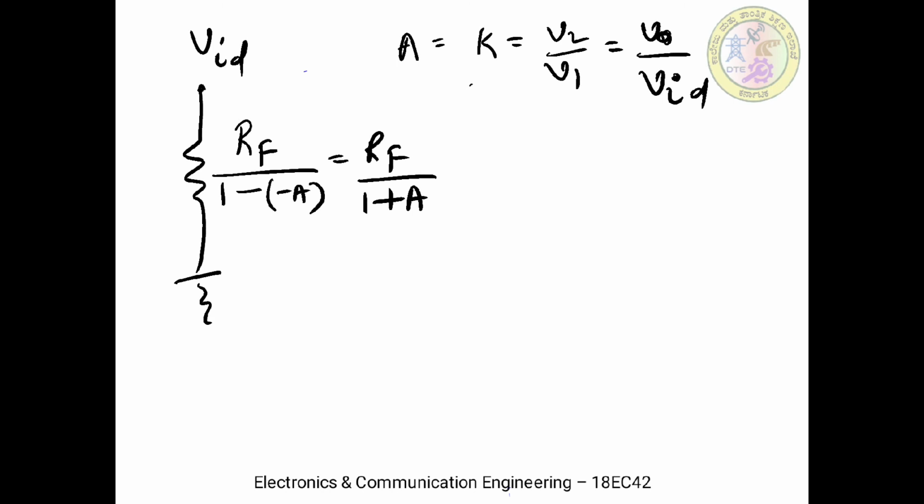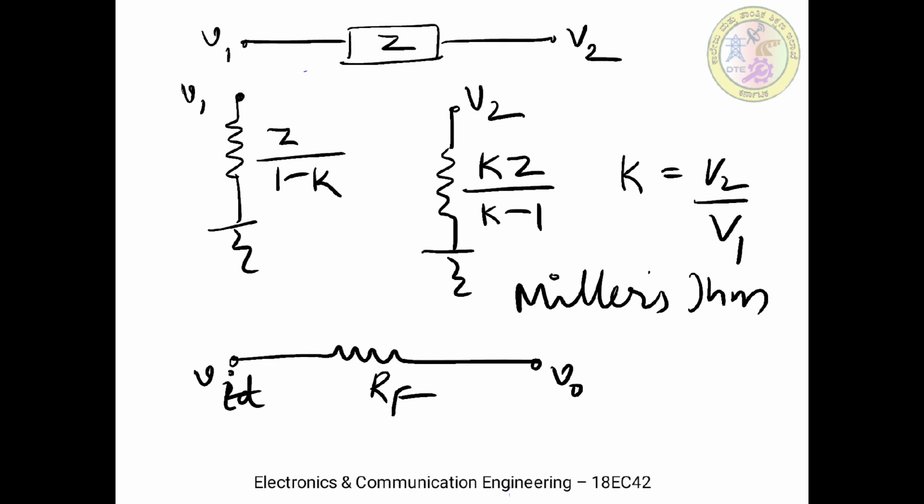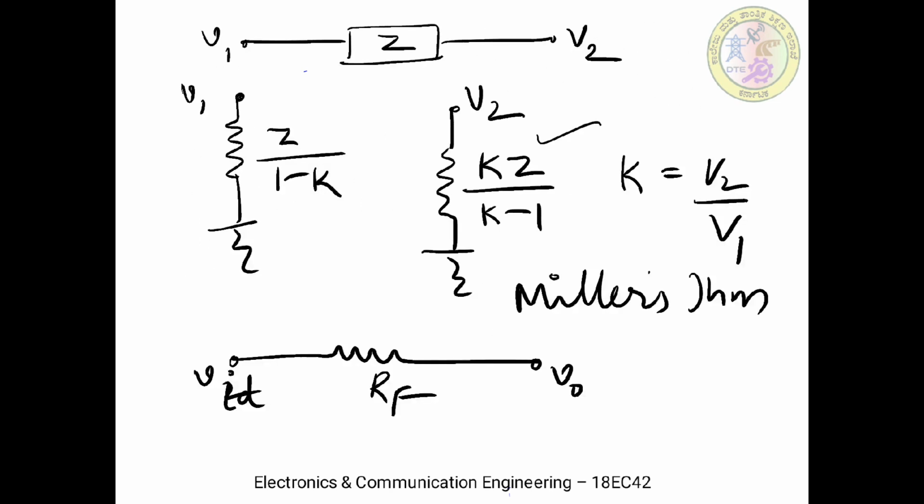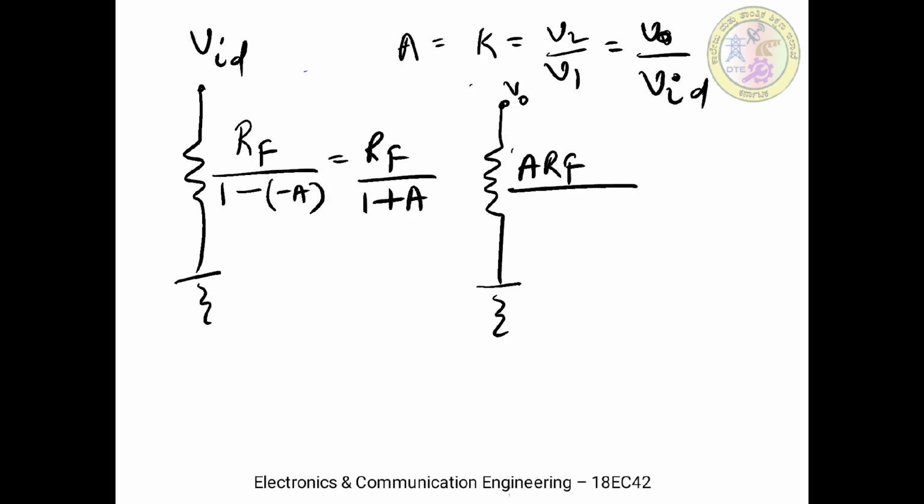Now similarly, this is one node. The other node will be V0, and its resistance is actually given by what? Kz by K minus 1. This is Kz by K minus 1. Okay, so therefore as K is nothing but A here, it is possible to write, instead of K into Z, A into RF divided by K minus 1. So in this case it will be equal to 1 plus A.